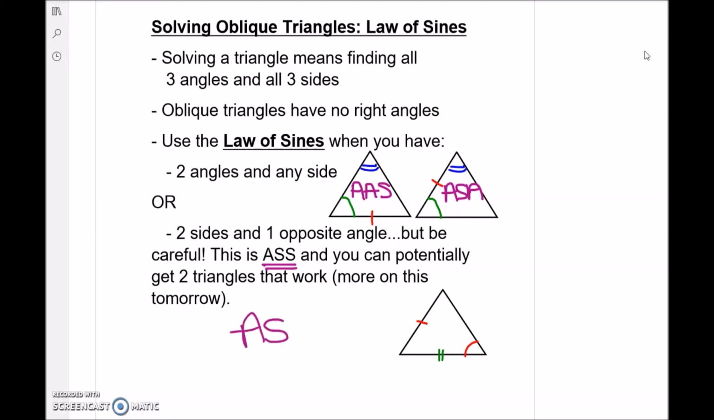So in trigonometry with law of sines, you can use law of sines to solve for the missing angles and missing sides when you have one angle and two sides. However, you have to always check to see if you could potentially get two triangles that might work. And we're going to talk more about that one tomorrow.